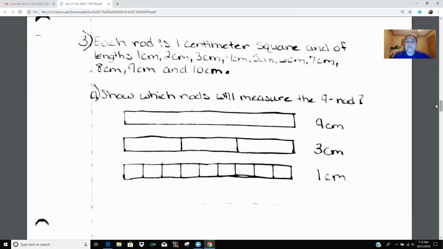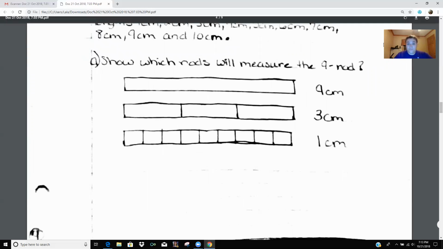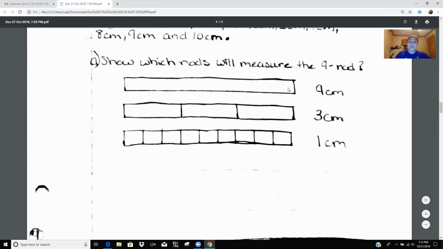So in this one, we're doing rods. Each rod is a centimeter square and of lengths of 1 centimeter, 2 centimeters, 3 centimeters, 4 centimeters, and so on. We want to know which rods will measure a 9 rod. So we can have a 9 centimeter rod, this top one. And then 3 centimeters, we can put 3 of them together and that'll give you 9 centimeters. And then we could do the 1 centimeters with 9 of them and that'll give you 9 centimeters.